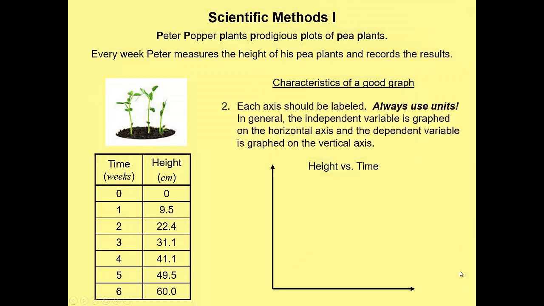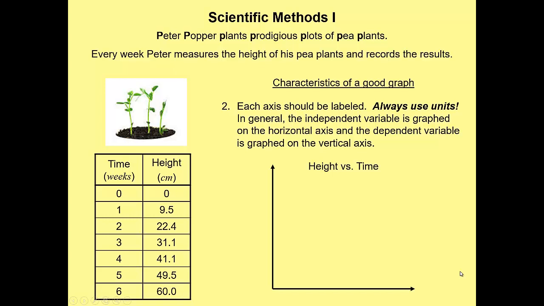Next characteristic of a good graph. You need to label your axes. Otherwise, somebody looking at your graph doesn't know what you're graphing. And not only do you need to label the axes, you must use units. Numbers without units don't have the same meaning. We need context. It's part of the language to use the unit.